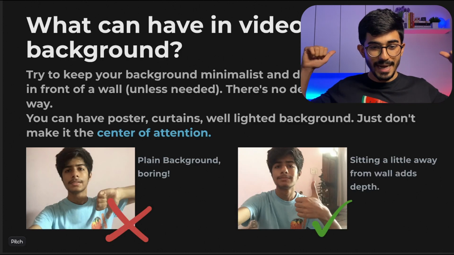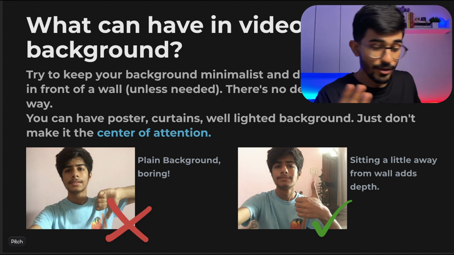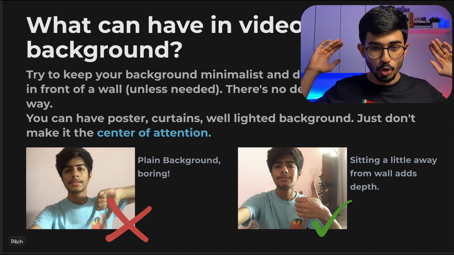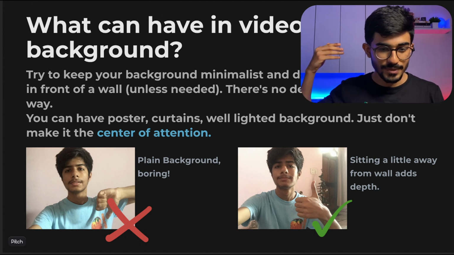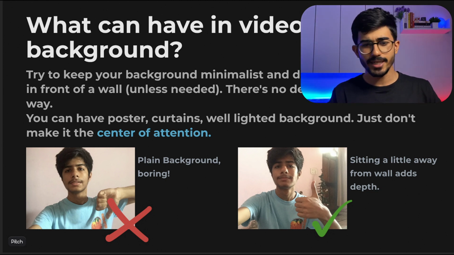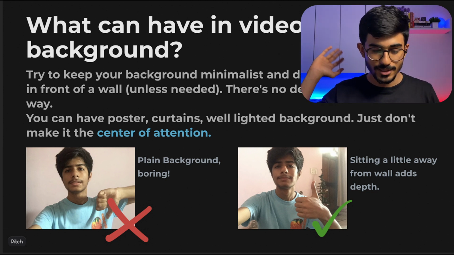Over here, the background. Try to keep it as filling as possible. I should not be sitting very close to the wall, because it gives you a depth effect as well. So try to have a larger background and try to have distance between your background and yourself, the subject.